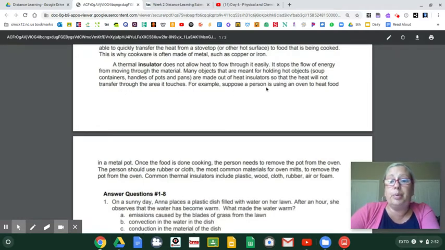For example, a person is using an oven to heat food in a metal pot. Once the food is done cooking, the person needs to remove the pot from the oven. The person should use rubber or cloth, the most common materials for oven mitts, to remove the pot from the oven. Common thermal insulators are plastic, wood, cloth, rubber, air, or foam.